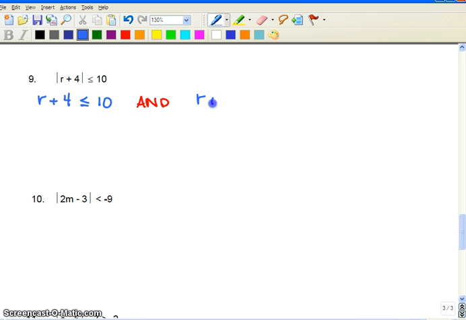R plus 4 is greater than or equal to -10. So we make sure we make those switches. Notice in this line I don't have any absolute value signs, just like in the last section. Solve, so subtract 4. All right, it's an and problem.